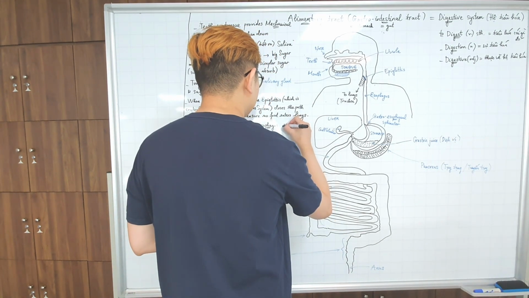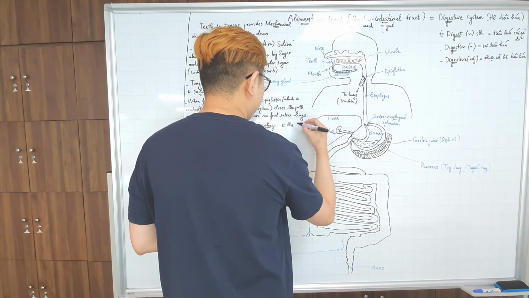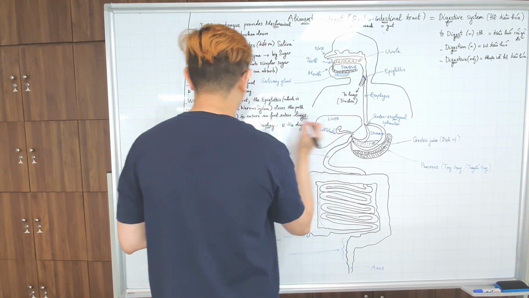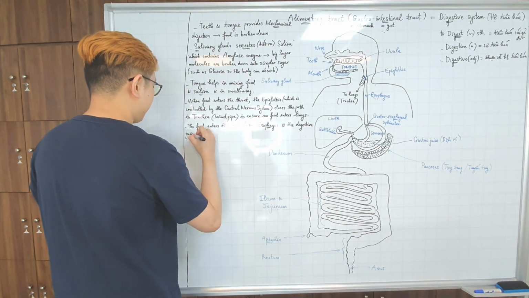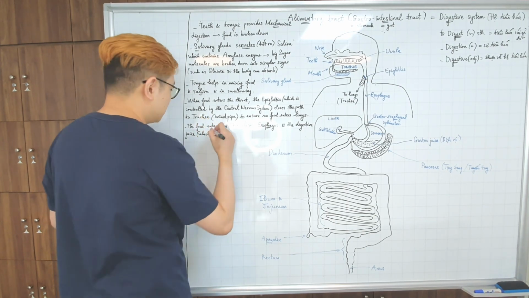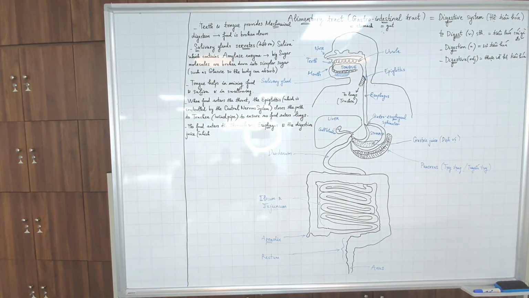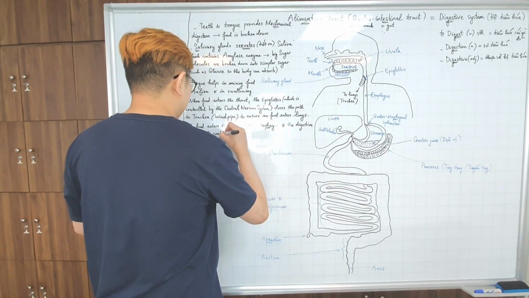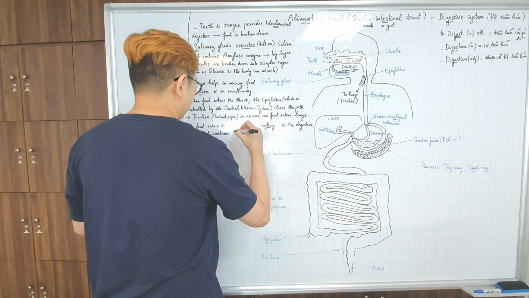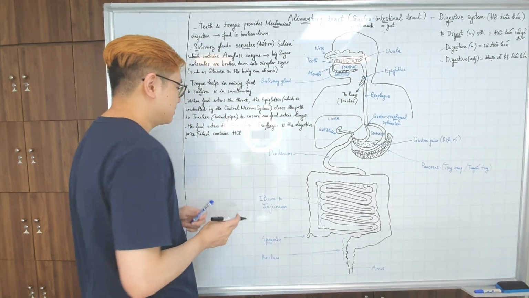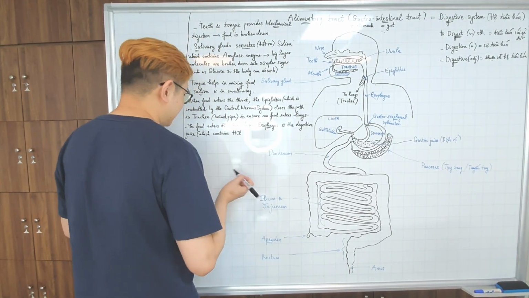And the digestive juice, which contains HCl. You know what HCl is, of course. Acid, chlorhydric acid. HCl, chlorhydric acid.